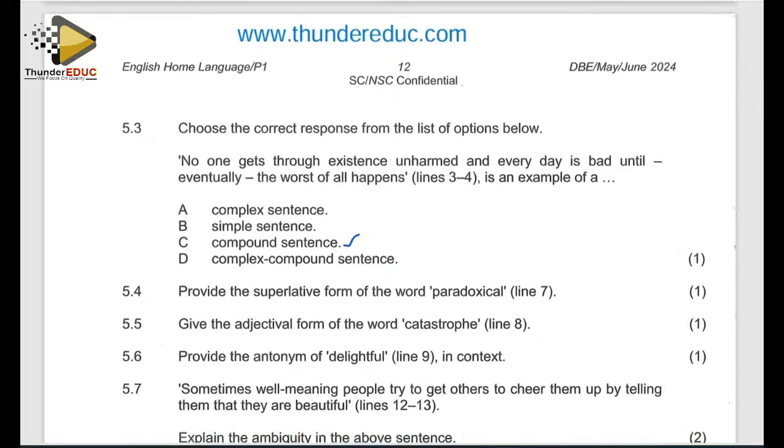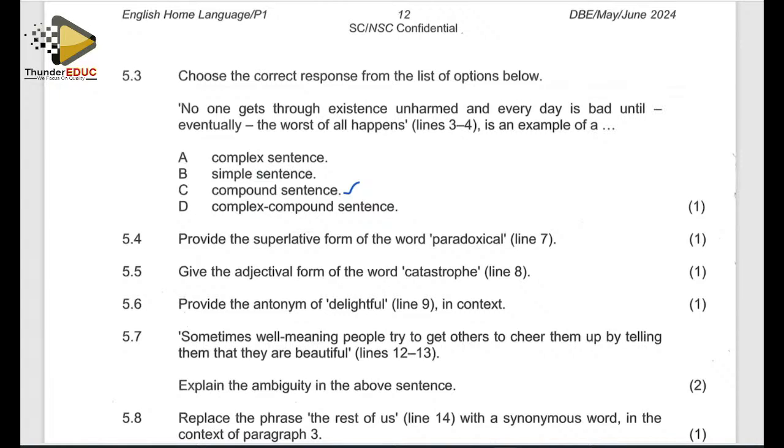Provide the superlative form of the word paradoxical. When we're saying the superlative word, it is the last extreme of comparison, and therefore it means we have most paradoxical. That's the last form of comparison when we say superlative. Give the adjectival form of the word catastrophe, and it becomes catastrophic. That's the adjectival form. Description is now coming in. Catastrophic becomes the adjective.